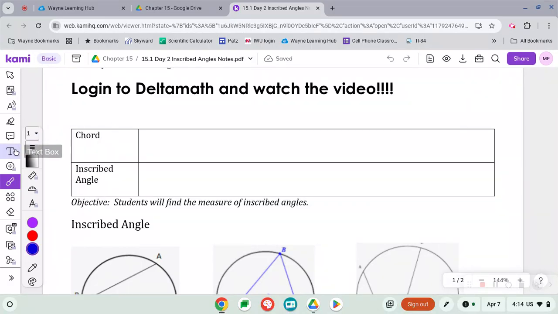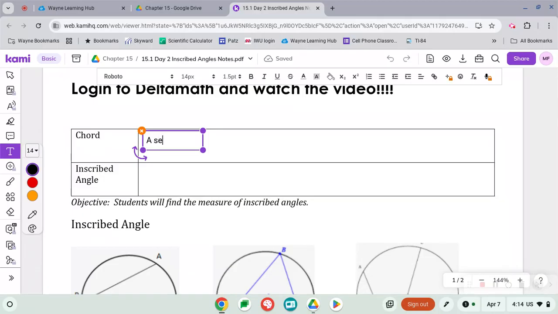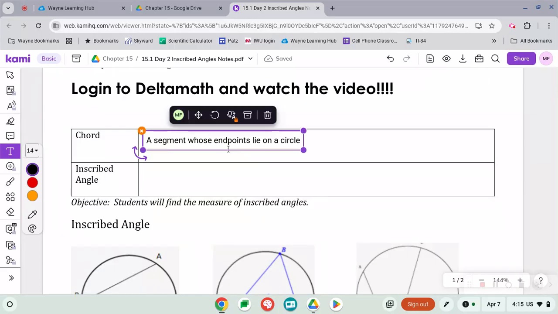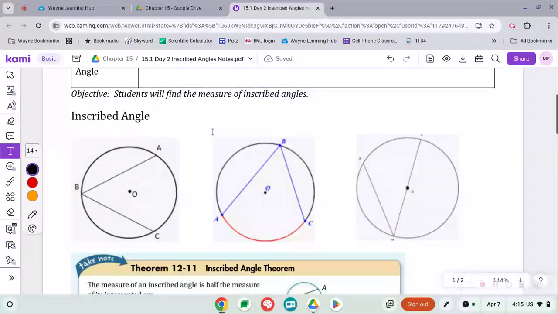So this first vocab word, a chord. This is going to be a segment whose endpoints lie on a circle. We have talked about one type of chord already. A diameter goes through the center. That's a chord that goes through the center of the circle. However, sometimes a chord will not go through the center. It's just got to be a segment whose endpoints lie on a circle. So for example here, AB, that's from A to B, or CB, those are examples of chords.